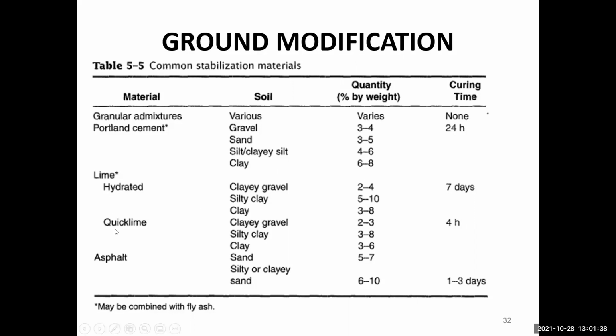But on the other hand, there is a quick lime as well, which settles or consolidates very quickly. So within 4 hours curing time it can be used. And then asphalt can also be used in different types of soil, in different quantities by weight percentages.